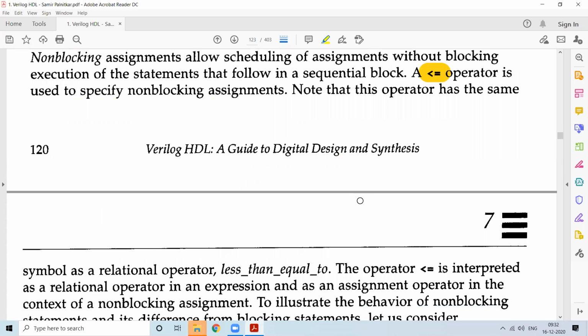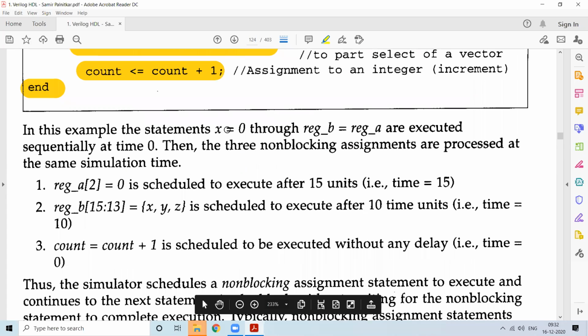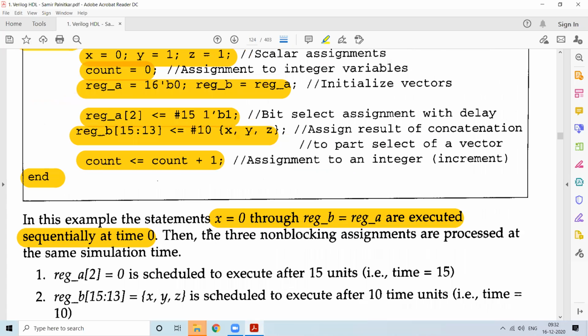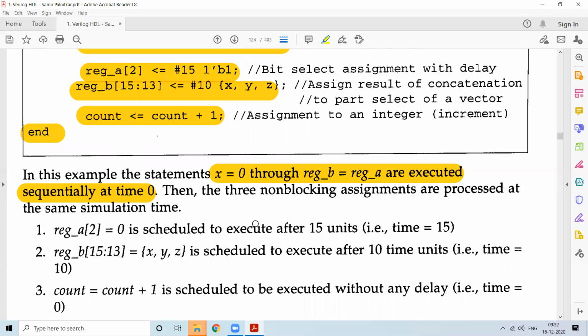So let us see, for the same code, what happens when we utilize non-blocking assignment. Here we can see that since these are blocking statements, no need to worry about this. These executions start at time t equal to 0, and x is assigned. After this, y is assigned, then z is assigned. It continues up to reg b is equal to reg a. So this is what happens for those three statements.